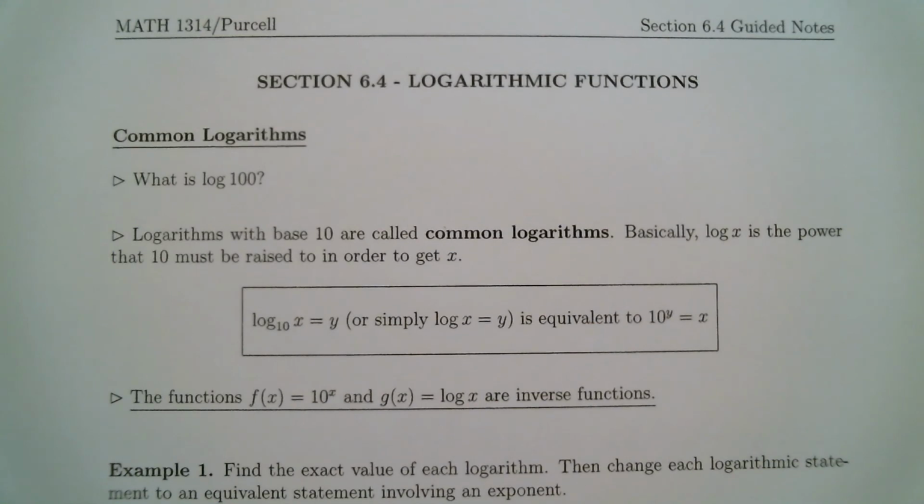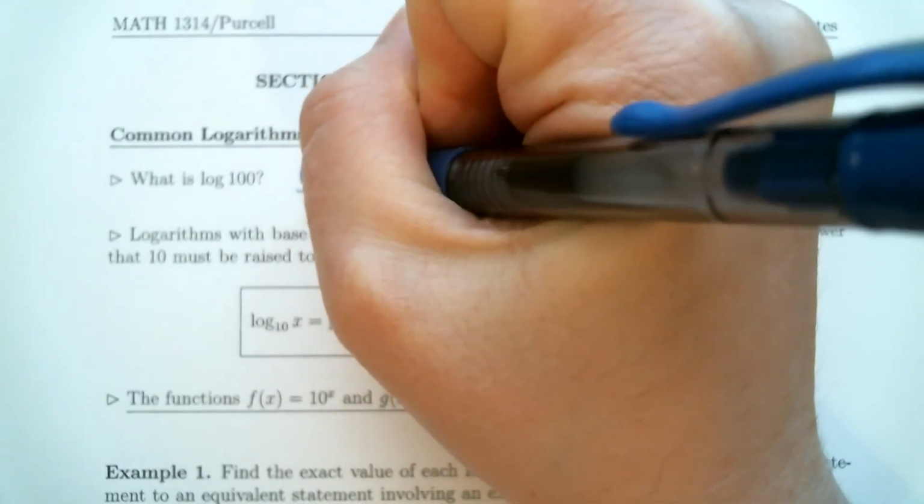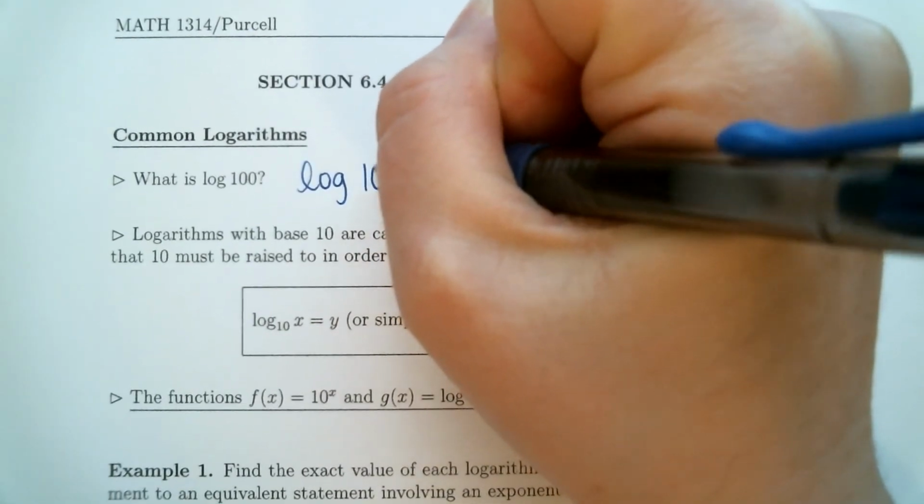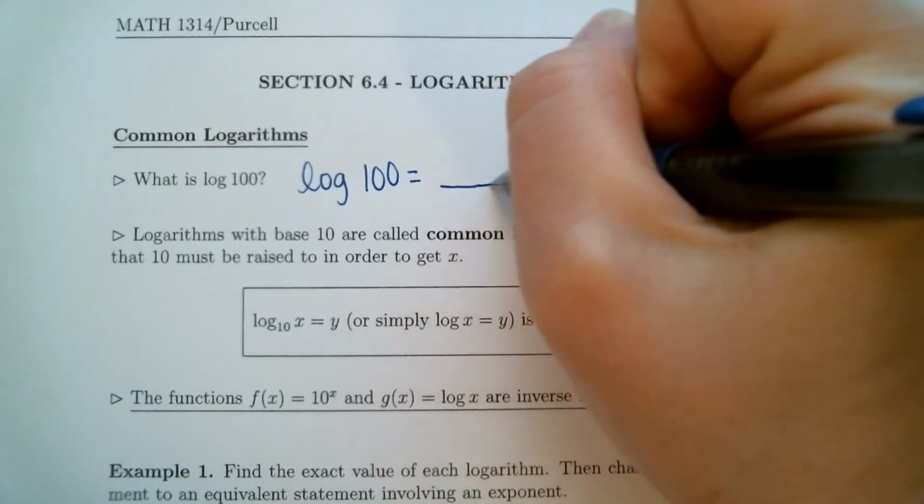So there's several different types of logarithms. We are going to start off by talking about something called a common logarithm. So in that first bullet, I ask, what is log of 100? Well, the answer is going to be a number. Okay, so let me make that clear. Log of 100 is going to equal a number.